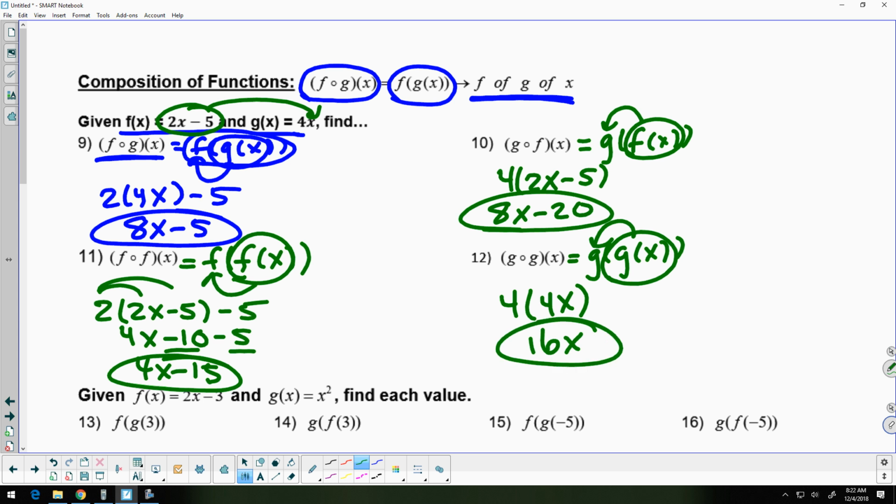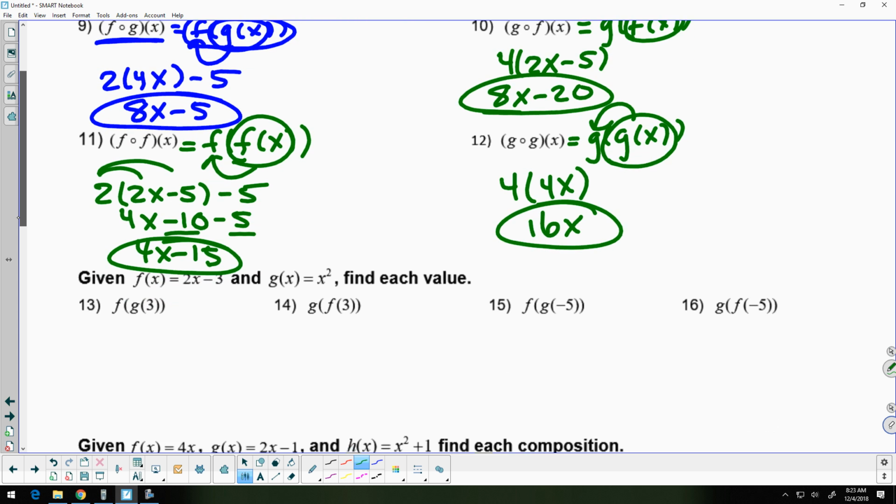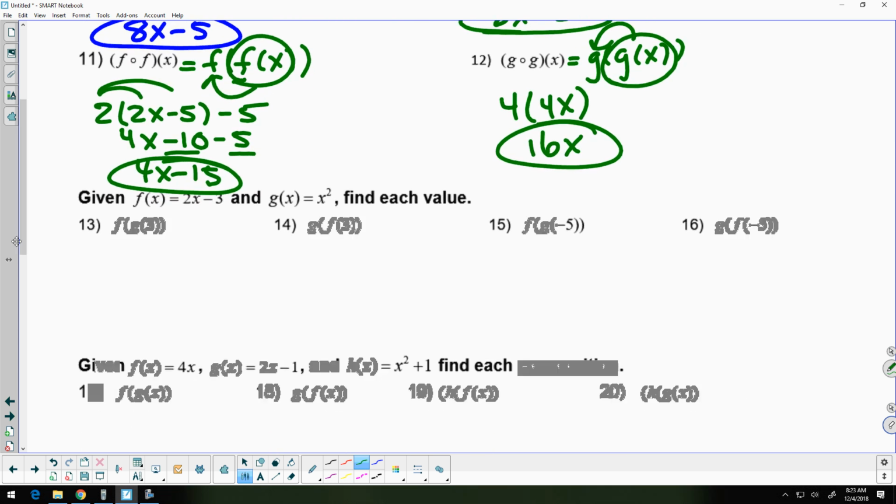Okay, so more compositions for the next part. We've done ones pretty similar to this. Let me just explain what we're doing. Two functions, f of x, g of x. We have to find f of g of 3. Where you want to start, you always want to start in the innermost parentheses. Basically, find g of 3 first.